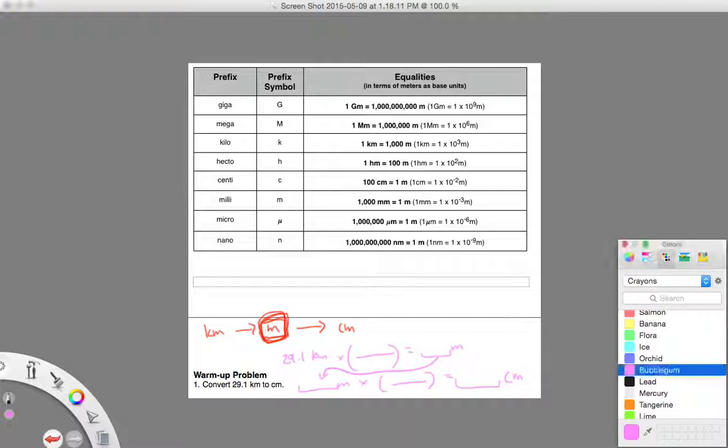So what I'm going to use here is a conversion factor to get me from kilometers into the base unit, meters. And here we can see there's 1 kilometer for every 1,000 meters. So I'm going to use that to my advantage. I'm going to use this equality to get rid of my kilometers and get me into meters. The way I do this, I put the kilometers on the bottom, 1 kilometer, and I put the meters on top, 1,000 meters. If I multiply this across, it's 29.1 times 1,000 over 1. That's going to give me 29,100 meters.